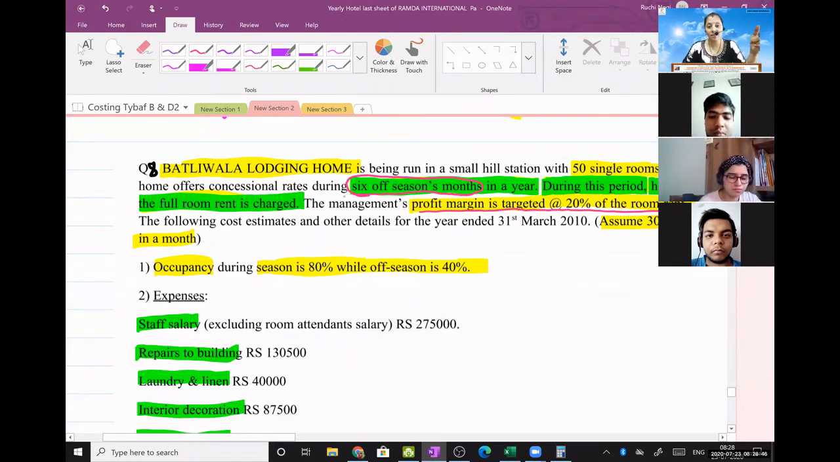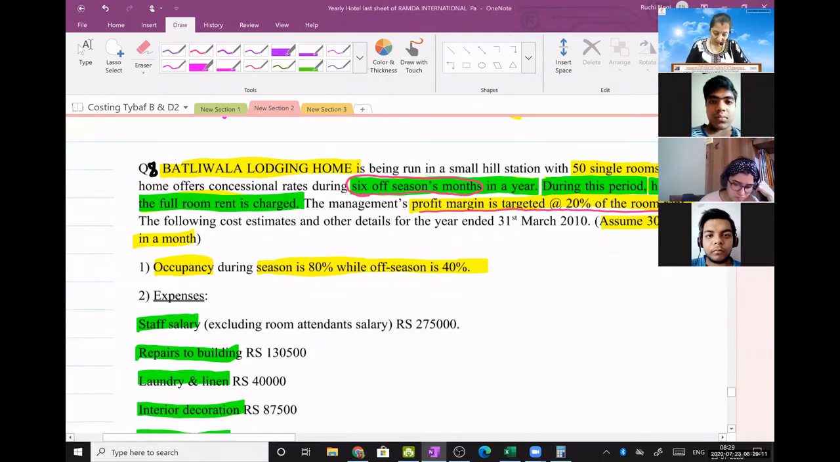They have already given in the question that it is 6 off-season months. In a year there are 12 months, so the balance 6 months is seasons. Is it clear? Just acknowledge it in the chat box. In a year, there are seasons and off seasons. They have said there are 6 months of off seasons, which means the balance 6 months is of the seasons. Okay, fine. Thank you, students.